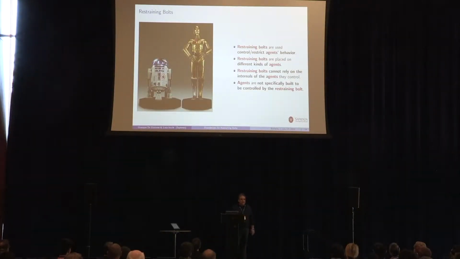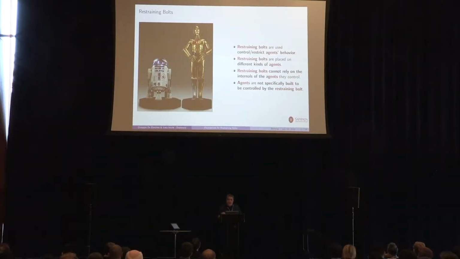So what we want to study are exactly these restraining bolts. Can we put a restraining bolt in a learning system? But before we go, let's understand what we are talking about. Restraining bolts are used to control and restrict an agent's behavior. Restraining bolts are placed on different kinds of robots. So you have the same restraining bolt: one time it is put on a certain robot, another time on another one.